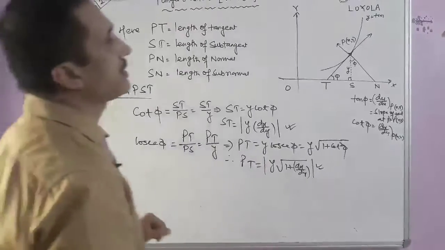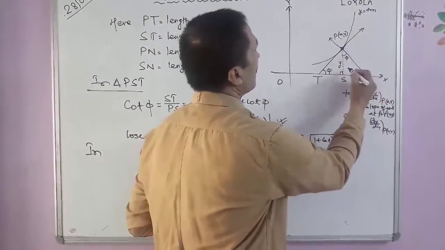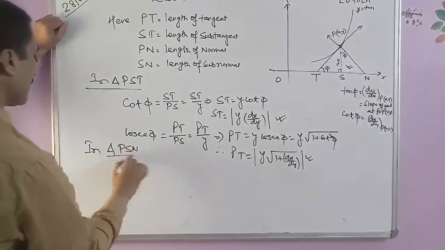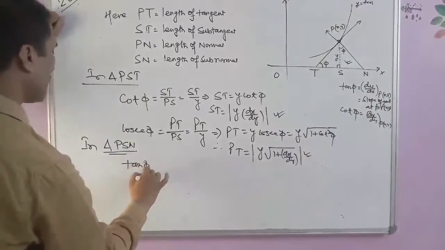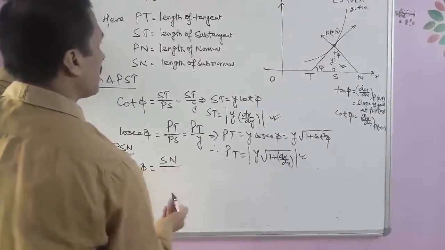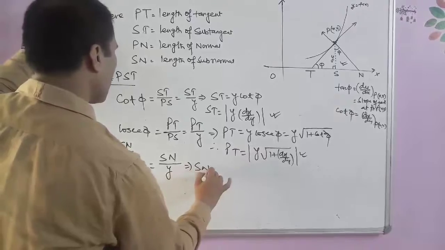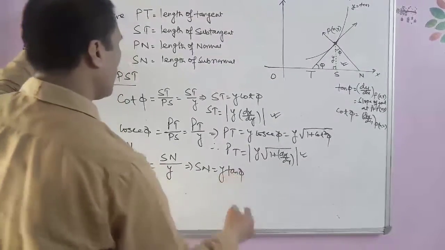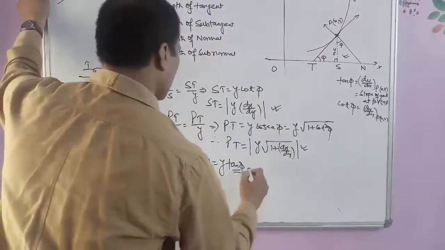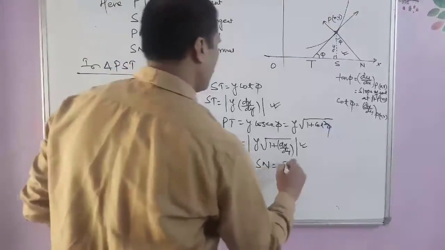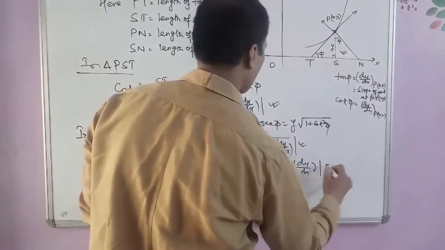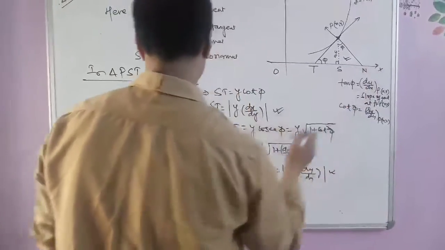Now we take the second triangle PSN. In triangle PSN, first of all we take tan phi. Tan phi is clearly p by b, SN upon y. So SN equal to y tan phi, and we know tan phi means dy by dx. So this implies SN equal y dy by dx. Again we take modulus here. This is the formula for subnormal.